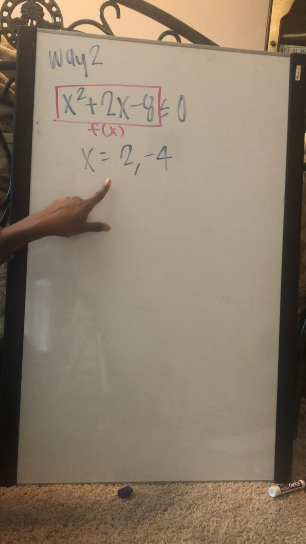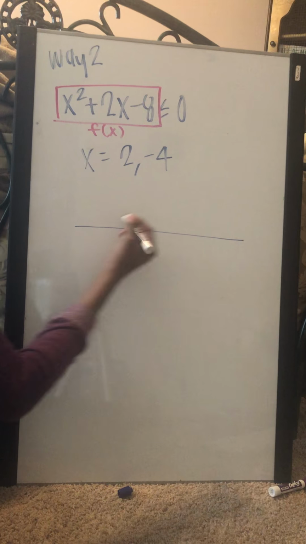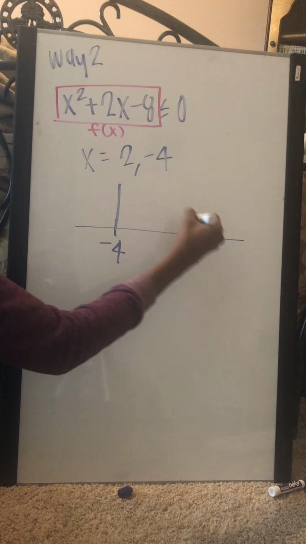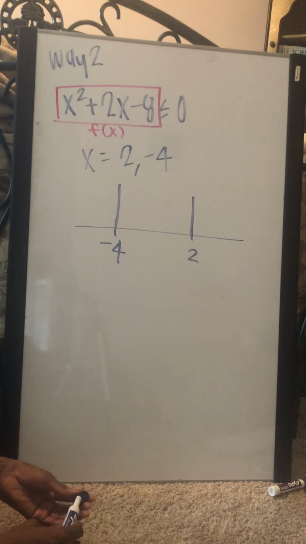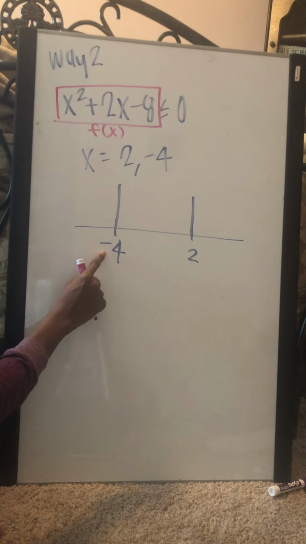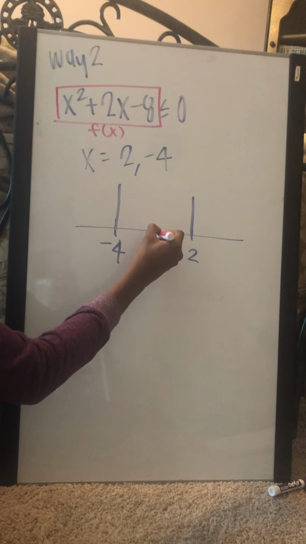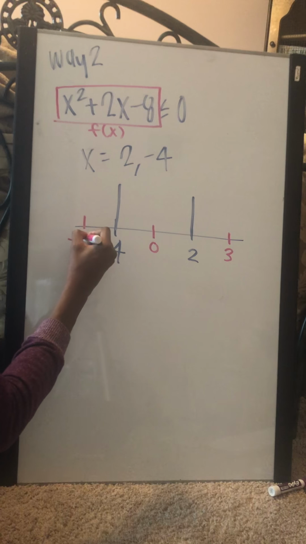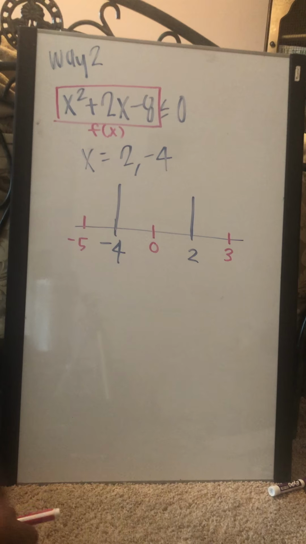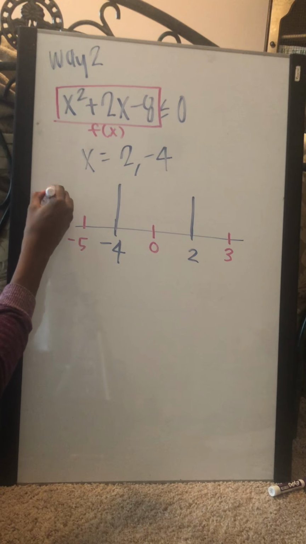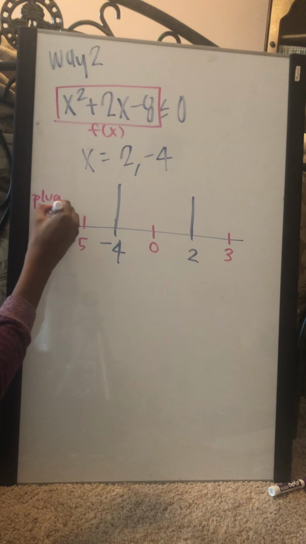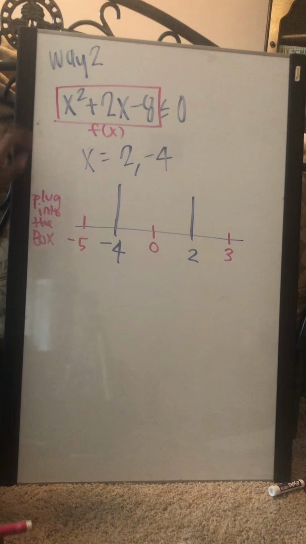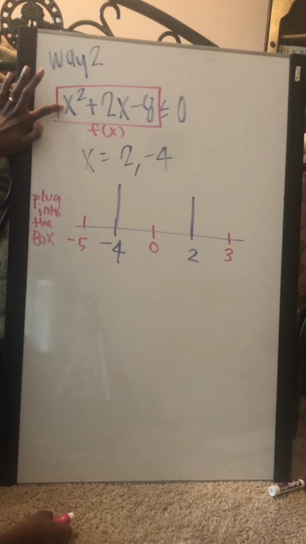So, we have our critical values, and we write that on a number line. We have negative 4 and 2. And now we need to pick numbers between each of our intervals, okay? So we have a negative to positive, so the easiest one to pick, again, would be 0. Here we could pick 3, and here we could pick negative 5, okay? So now we need to plug these into the box, okay? Do not plug into the original problem. So we need to plug our values into the box and see what we get.